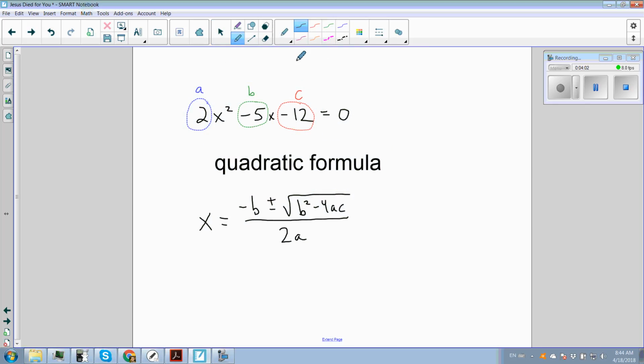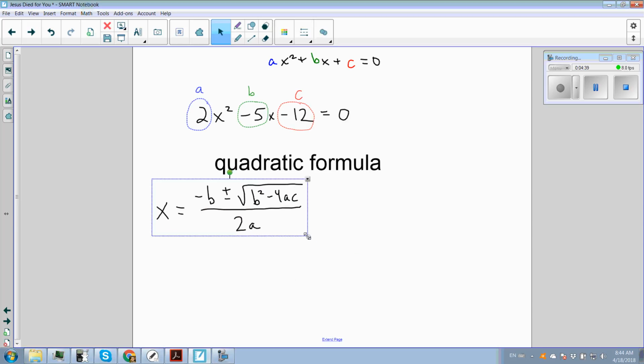It is in the standard form ax squared plus bx plus c equals 0. Ax squared plus bx plus c equals 0 is the standard form of a quadratic equation. And the quadratic formula allows you to take A, B, and C, plug them in, and figure out what x equals. It's that simple. So let's do it.